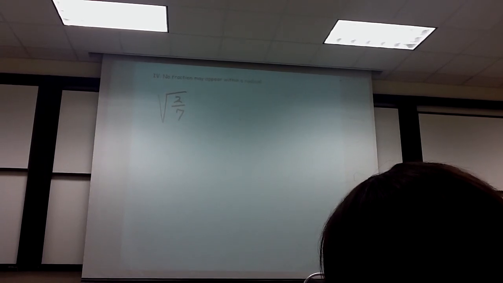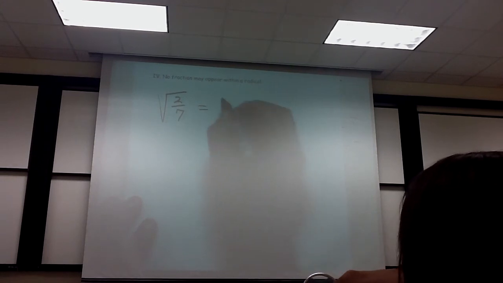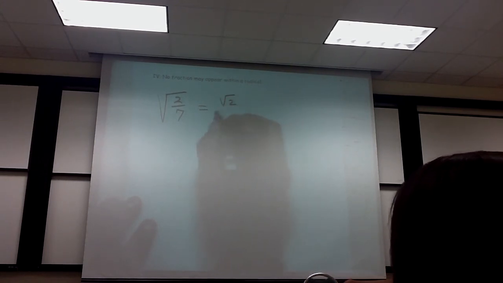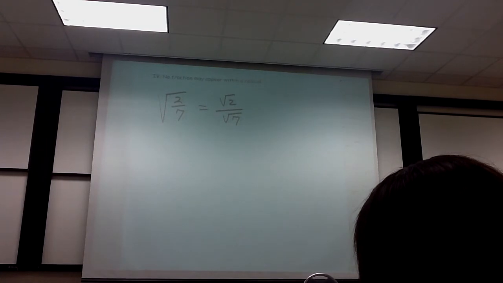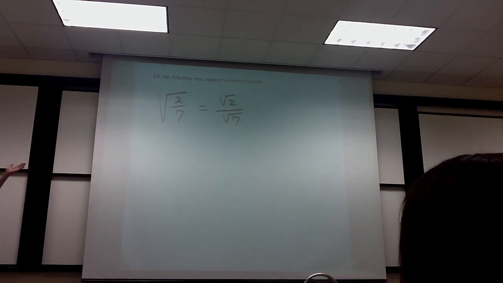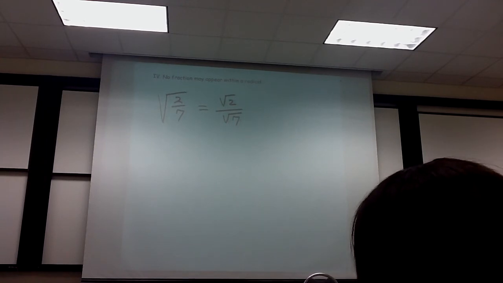So here's a shortcut. Watch this. This is one of the properties of radicals. You have a radical of a fraction, that's equal to a fraction of radicals. Just one radical over the other, in this case, the square root of the numerator over the square root of the denominator. So we no longer have a fraction under the radical. Thank you very much.